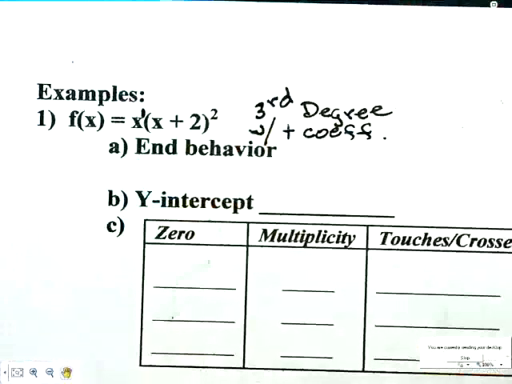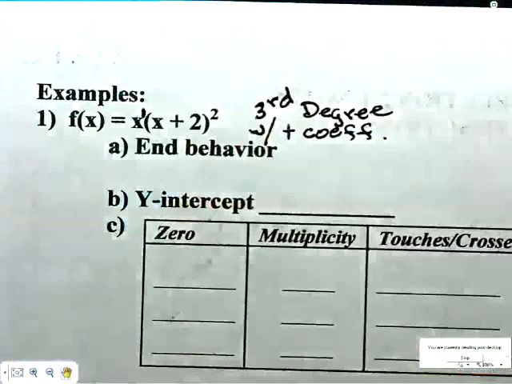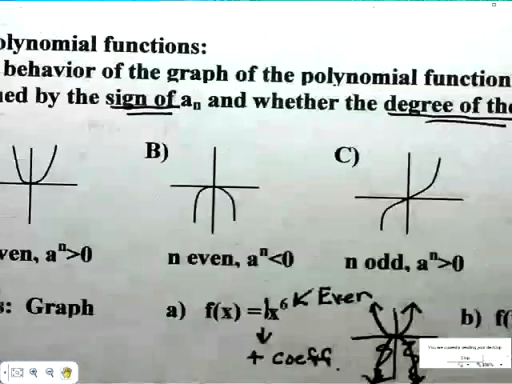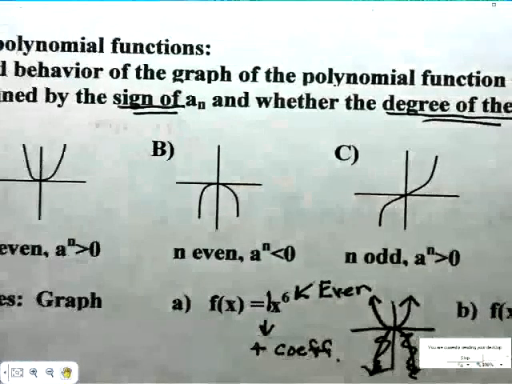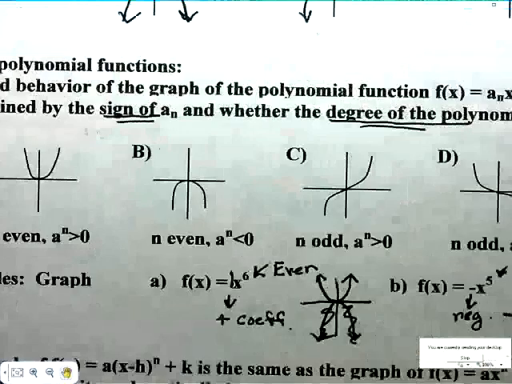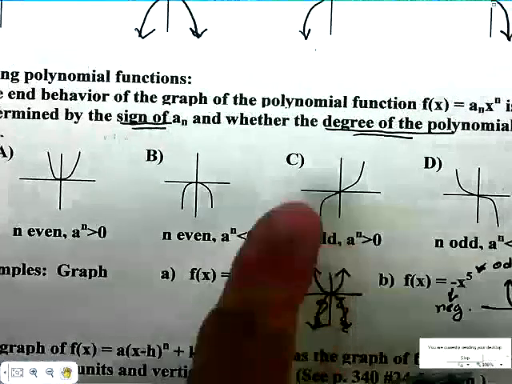Does that mean it basically looks like A, B, C, or D here? Yeah, C is odd degree with positive coefficient. It goes down on the left and up on the right.